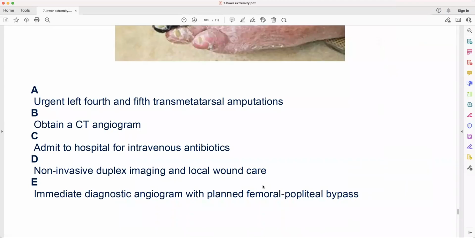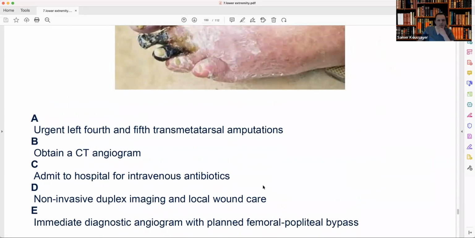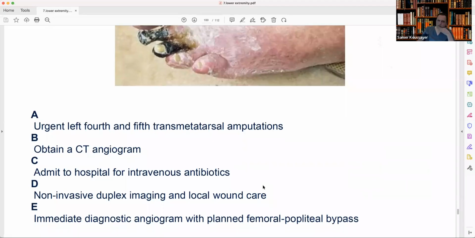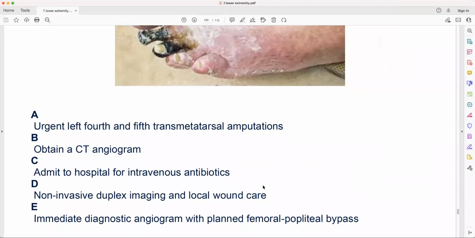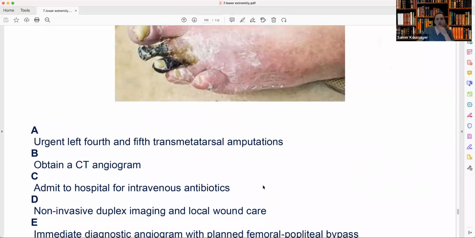All right, let's go to the next one. C. Admit to hospital for intravenous antibiotics. Yeah, it's not a bad option, but we'll keep it there. Let's see the next options. Non-invasive duplex imaging and local wound care.